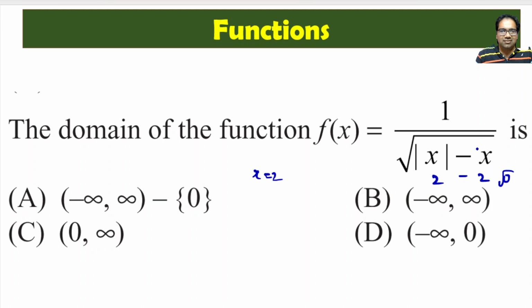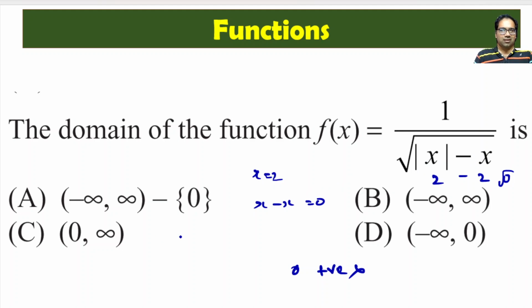And this is in the denominator. Denominator we cannot have zeros. So whenever x is positive, absolute value of x is equal to x and minus x is always 0. So x positive or x equal to 0, it is definitely not possible. In both the cases, the denominator is actually equal to 0.